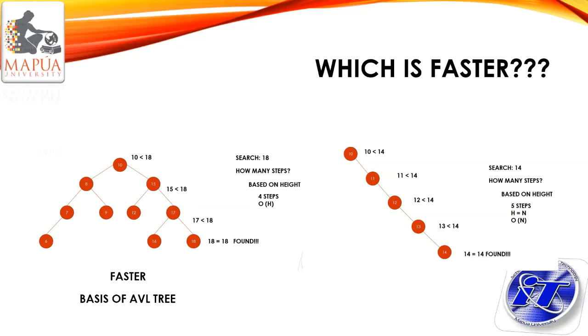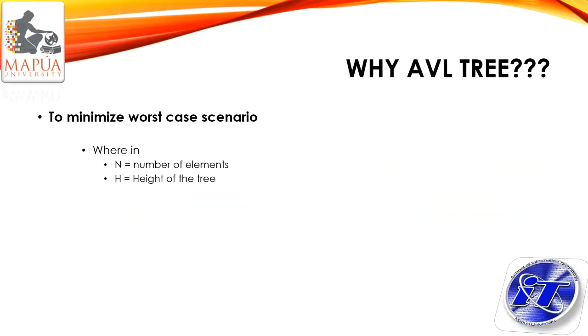So as much as possible, the left side and the right side should be equal so that it will be faster. It will be more convenient to us in searching a certain value. Okay, so why AVL tree? Again, to minimize the worst case scenario.